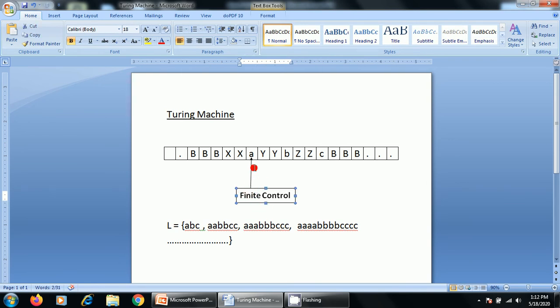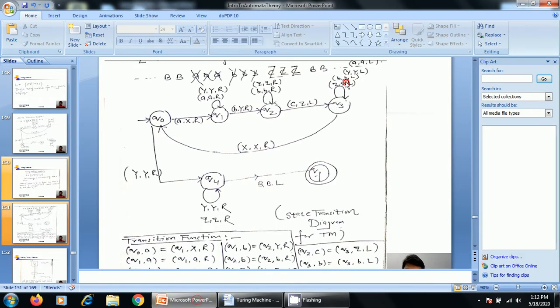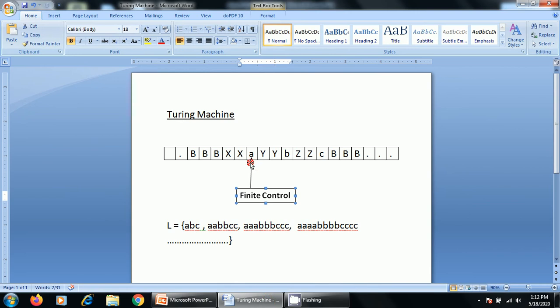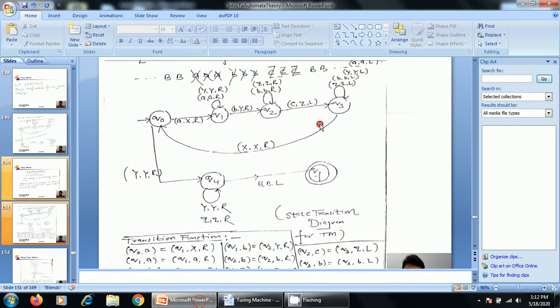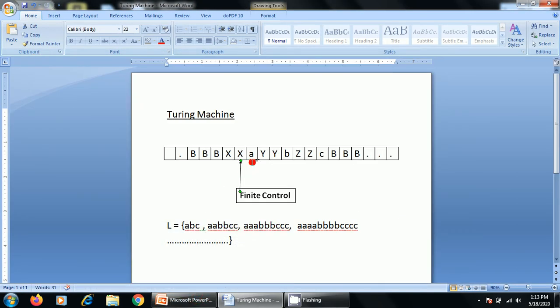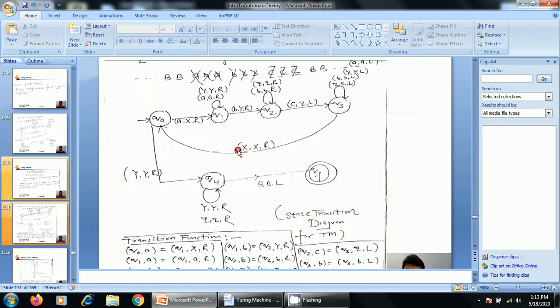Now next, if there is A, then what we have to do? If there is A, then keep it and move left, because we are searching for the first X. Now we are at this position X. With this X, we are just behind the third A. Okay. Now if there is X, keep it X.